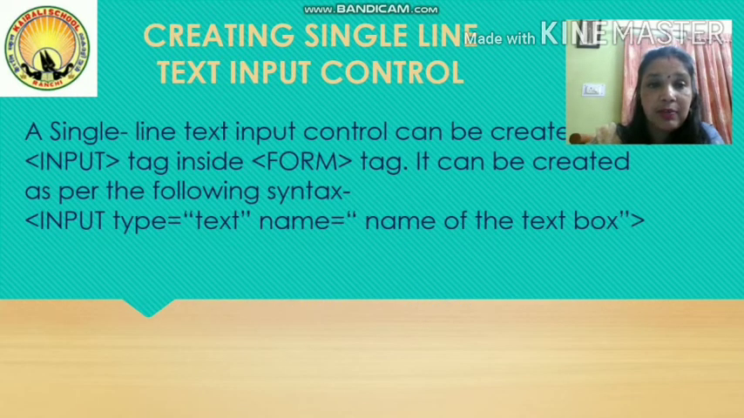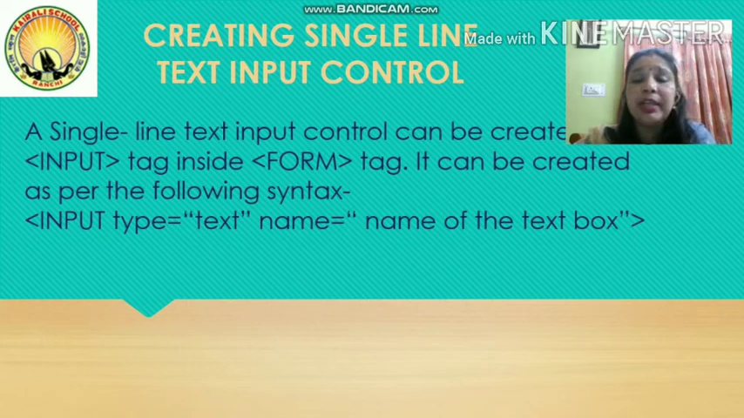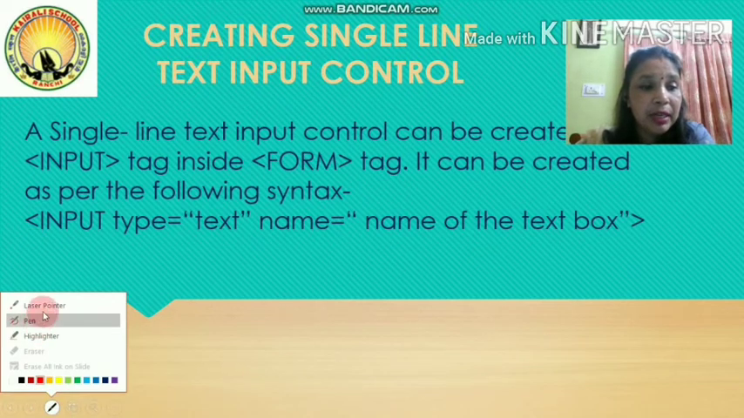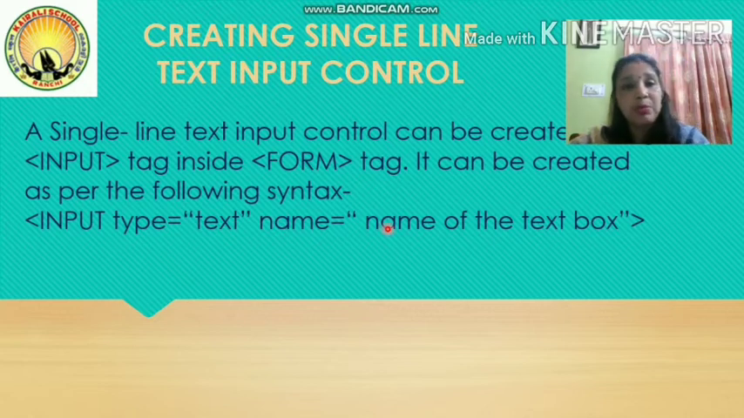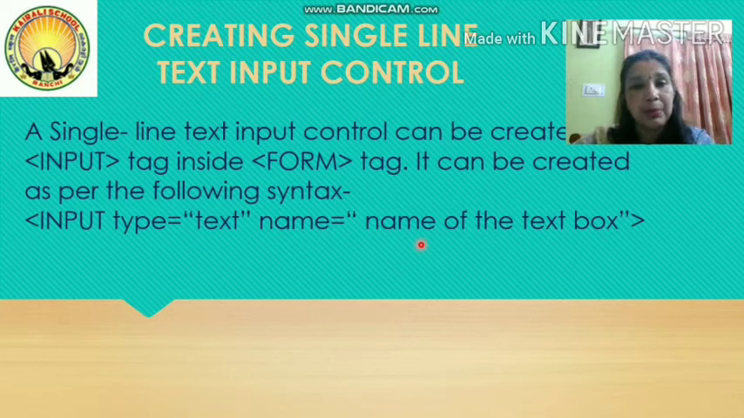Next slide we have how to create a single line text input control. As I told, it will be created with the help of this one, where input type equals to text. Type is the attribute. You will specify its value as text, means it will be a single line text input control. And the name, as form's name is there, same way name for the text box is required, which will be used for the scripting type.